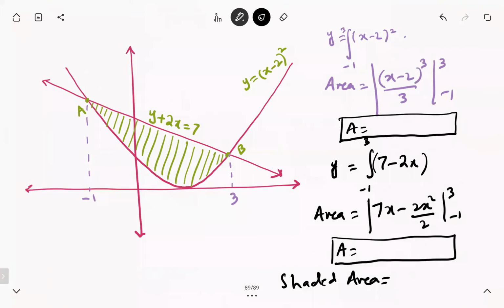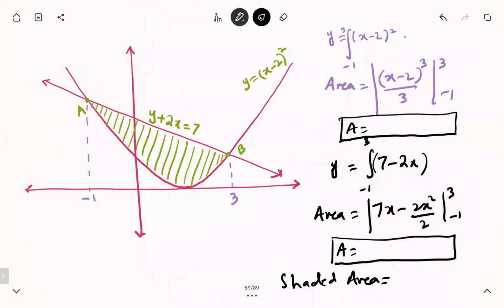You got 28 by 3. Amina is saying final answer is 32 by 3, which means 10.7. 32 by 3 is 10.7. And if we see Aiza's answer, 20 minus 9 point something, yes, she also got the same. So it means this is right.